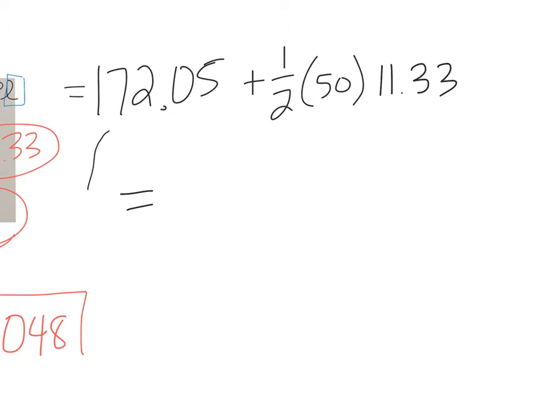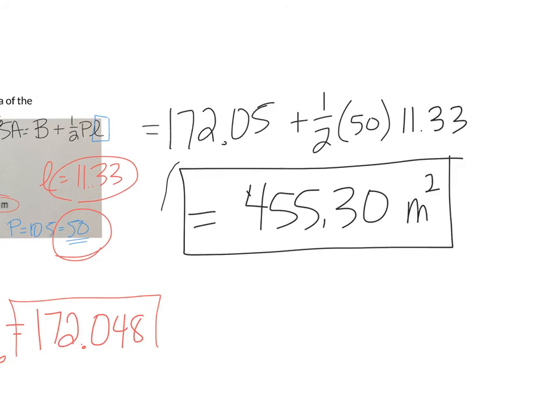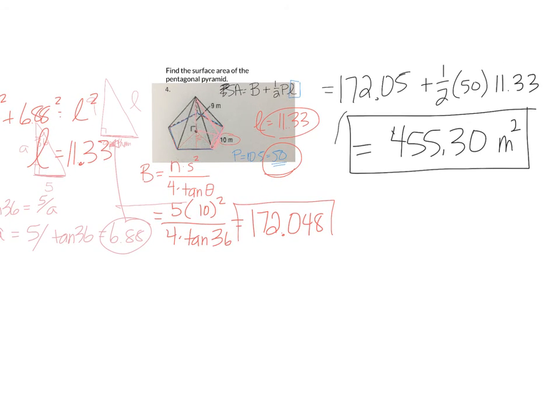I'm going to add all this together in my calculator. I get 455.30 square meters as the surface area of that pentagonal pyramid. So a very, very involved problem where you have to know lots of stuff.